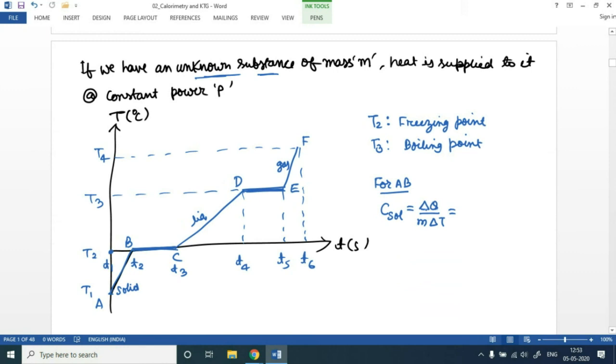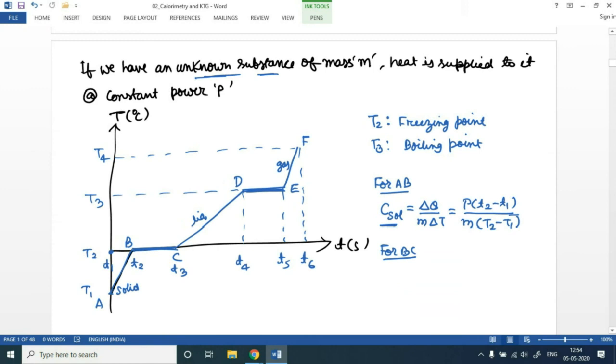And how will we find this delta Q? Because the heat is supplied at a constant rate P, the amount of heat supplied between time T2 and T1 would be P times (T2 minus T1), divided by M into the change in temperature, which is T2 minus T1. So this calculation will simply give you the specific heat capacity of the solid phase. Now, for example, for BC, BC is clearly a phase change.